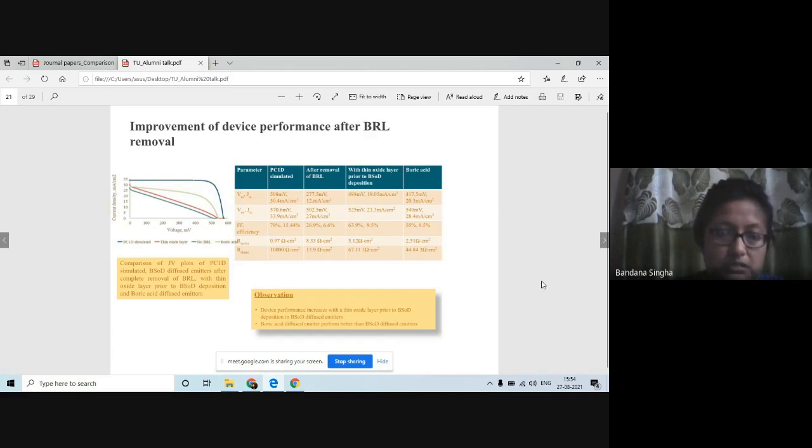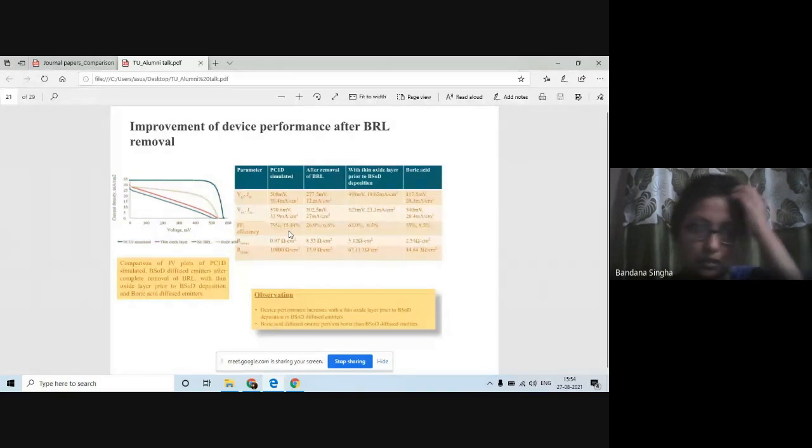And in the boric acid case, we could see the efficiency for the same diffusion conditions was 8.8%, whereas the simulated results were showing that the best efficiency we could achieve in these cases is 15.44%. But the issues with all these process steps and the boron-rich layer formation lowered the experimental efficiency value. So this is there.